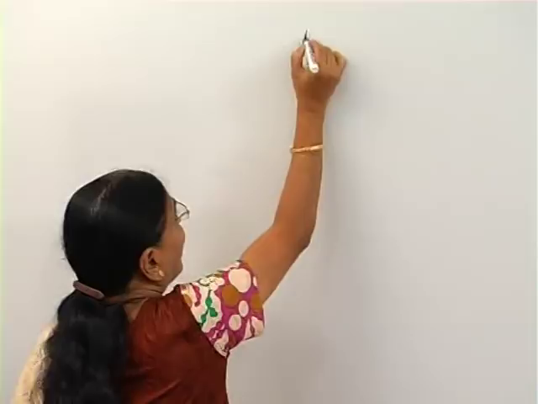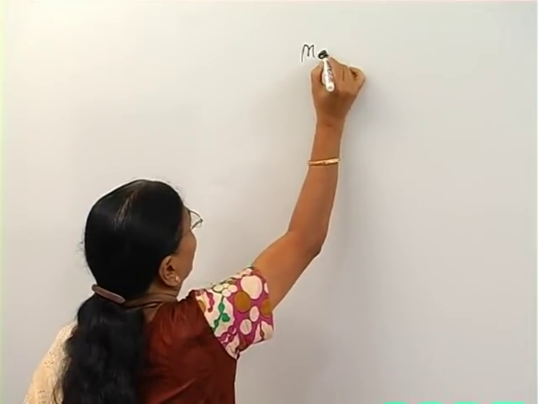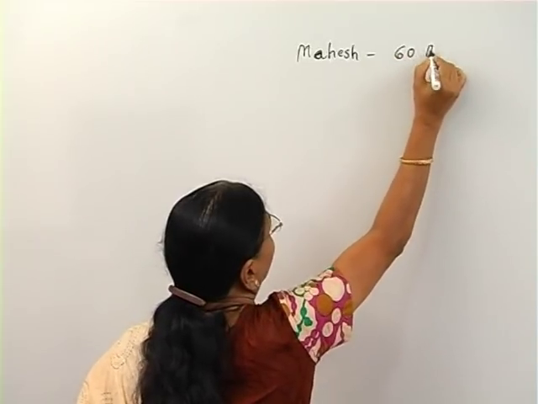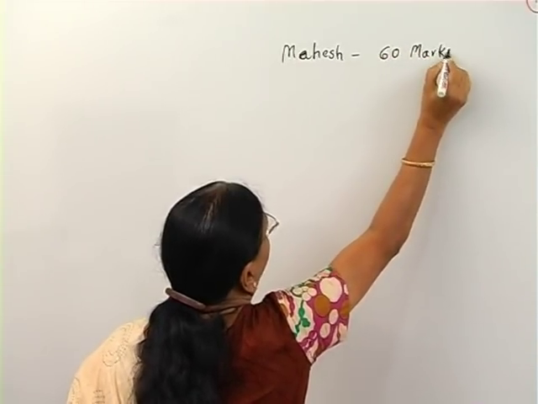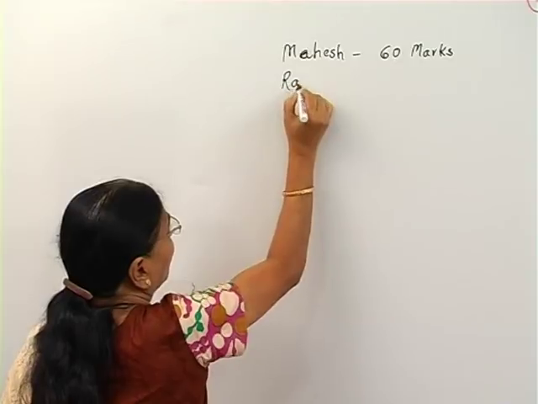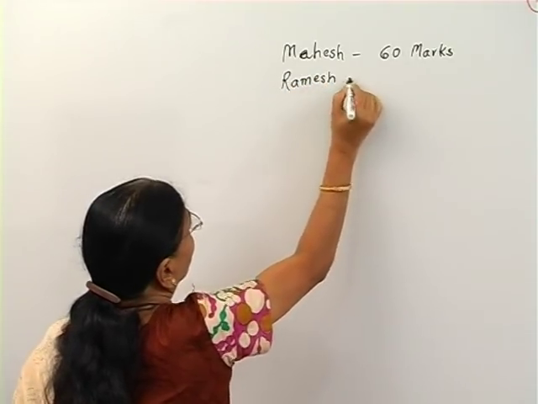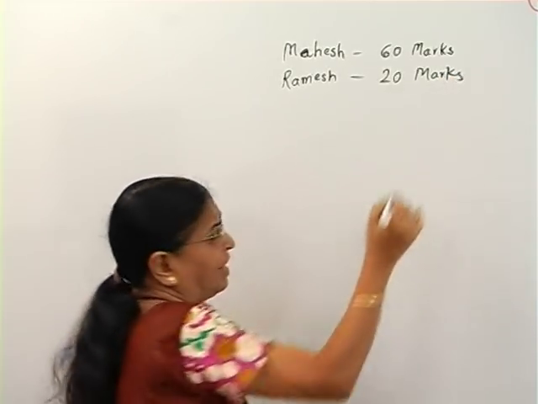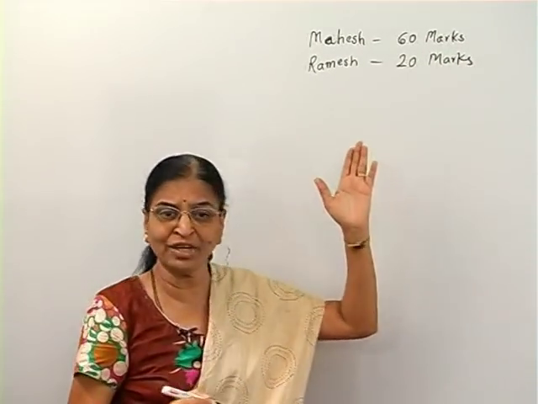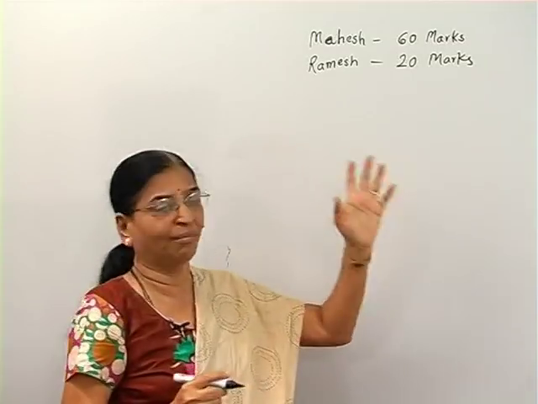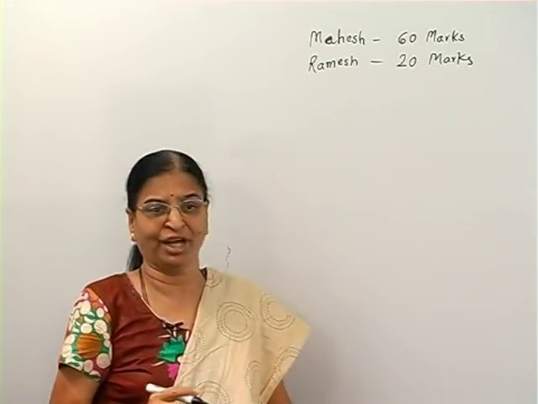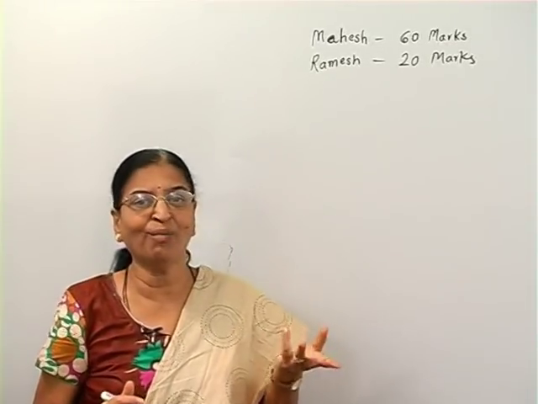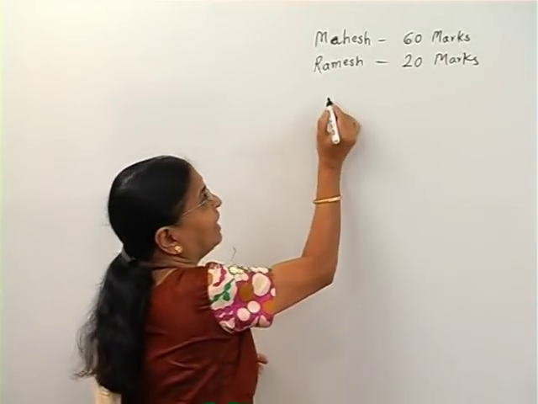See, suppose I say that Mahesh got 60 marks and Ramesh got 20 marks. So you know whose marks are greater, and by observation only you can say Mahesh is cleverer than Ramesh because he got more marks. Then another question: how much more? So what will we do?